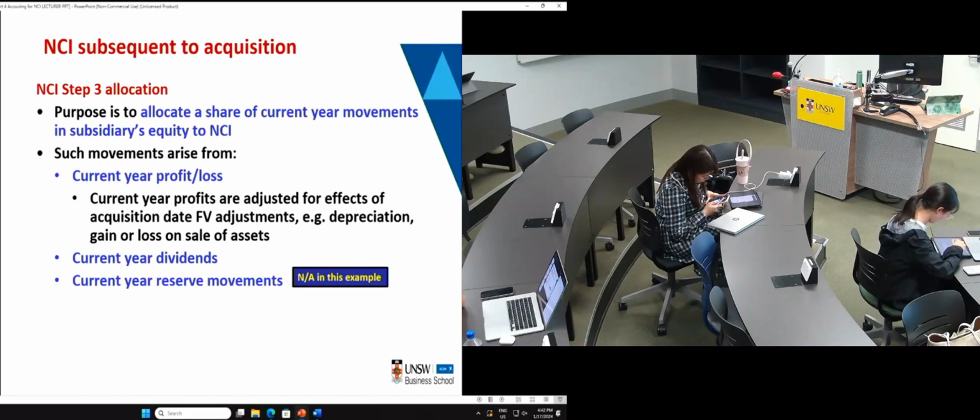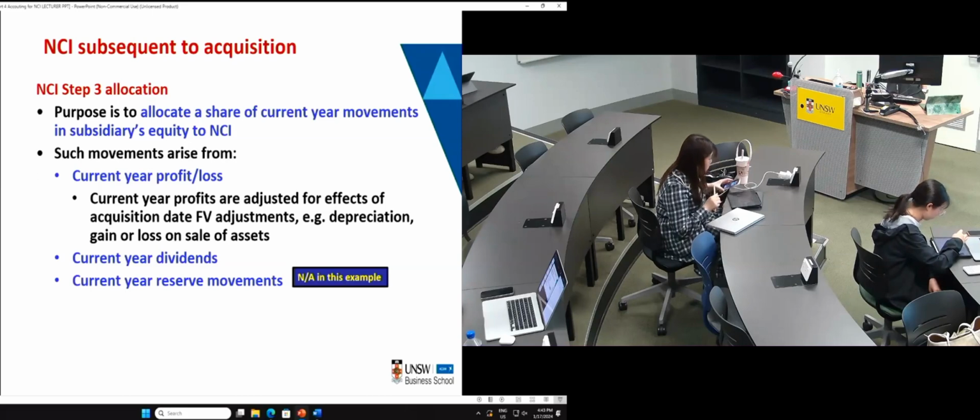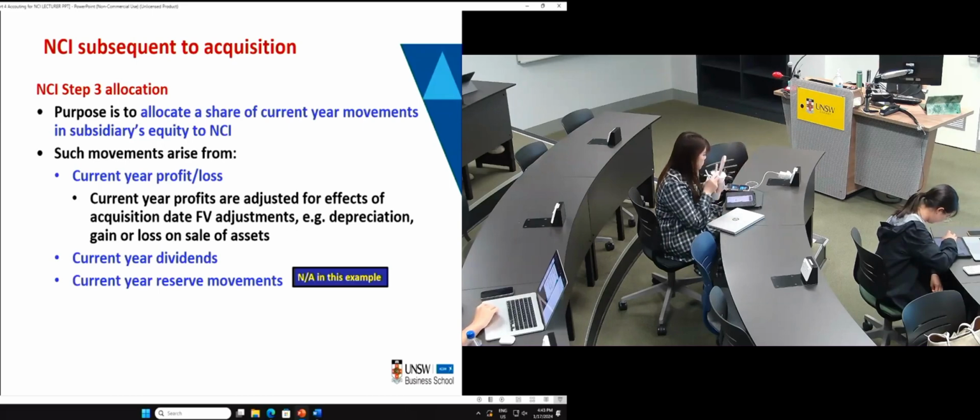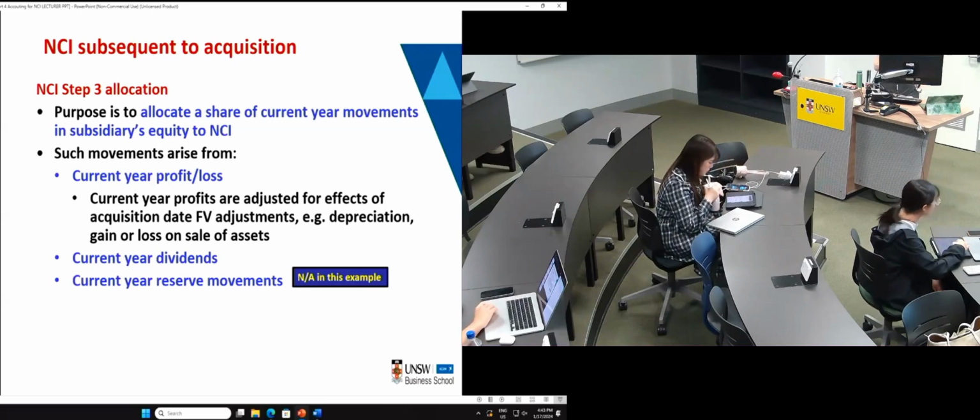Now let's move on to our final step in our stage 1 NCI calculation. Now in this final step, we are going to identify the changes in subsidiaries' equity balance in the current year. Now you can usually find the movement which is resulting from current year profit and loss reported by the subsidiary, current year dividend declared or paid, and the director of the subsidiary may announce a transfer between retained earnings and reserve. But this one does not apply here, okay? So we don't actually have this condition included in our example here.